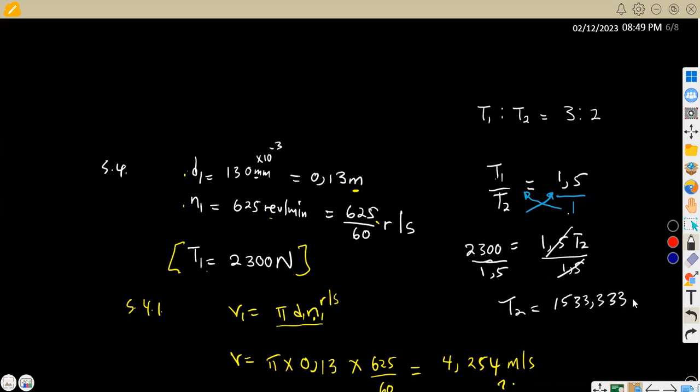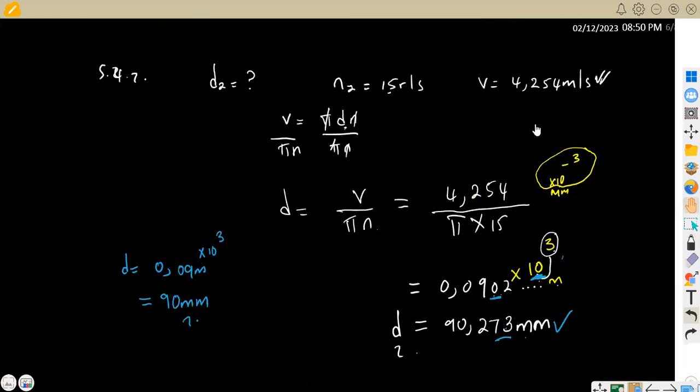So to 3 decimal places, it is 1,533.333 Newton. Or as a fraction, it's going to be 1,533 and a third, which is 4,600 over 3. It's best for you to use it as a fraction like this, 4,600 over 3. So we have T1, and we have our T2, which we said we can write as a decimal or as a fraction. Now we are going to substitute these values into the formula.